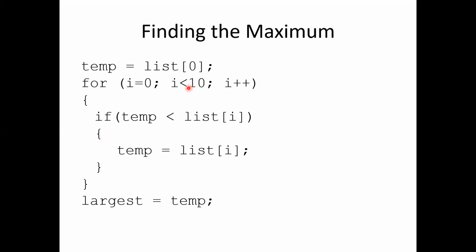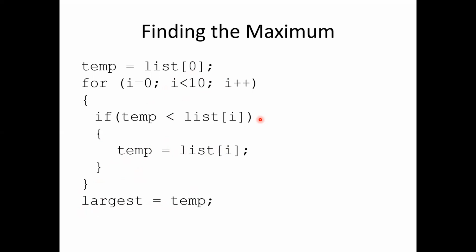So i now is equal to 1, and 1 is less than 10. So this is true. Then it will test, what is the last value of temp? It's still least 0. So is least 0 less than least 1? This is now true. Therefore, the new value of temp is equal to least 1. Then it will go back and increment until this becomes false, and so on. Eventually it will print the largest value. So that is finding the maximum.